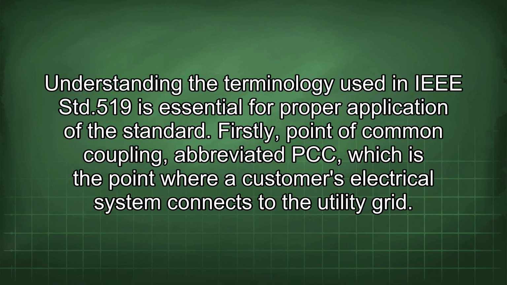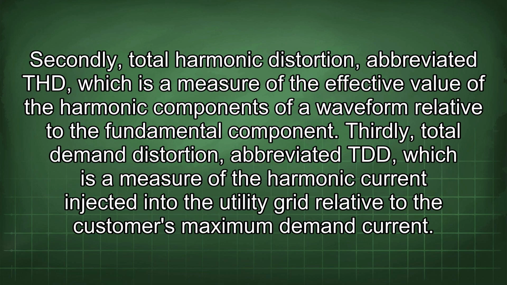Firstly, point of common coupling, abbreviated PCC, which is the point where a customer's electrical system connects to the utility grid. Secondly, total harmonic distortion, abbreviated THD, which is a measure of the effective value of the harmonic components of a waveform relative to the fundamental component. Thirdly, total demand distortion, abbreviated TDD, which is a measure of the harmonic current injected into the utility grid relative to the customer's maximum demand current.